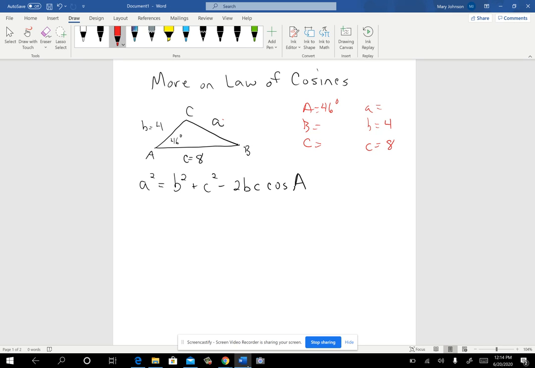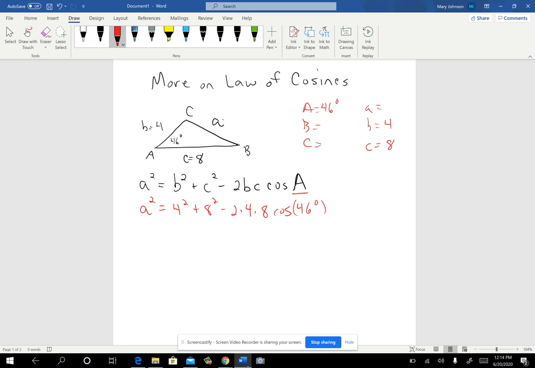And it's because of the information you're given, how you know angle A. So you want the version of the law of cosines that has angle A in it. Okay, so we're going to plug in what we know to find the A. So we know B is 4, C is 8, and then angle A is 46 degrees. So we'll put that in there.